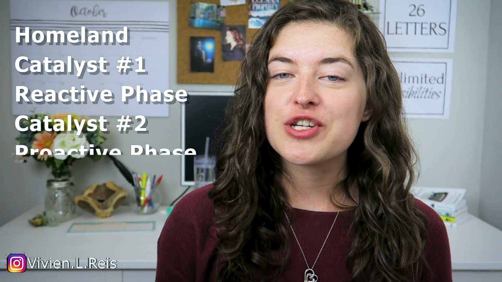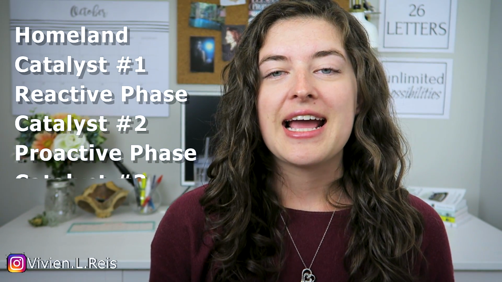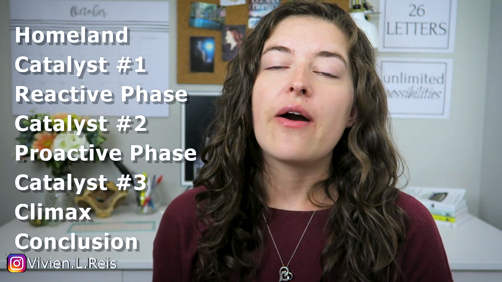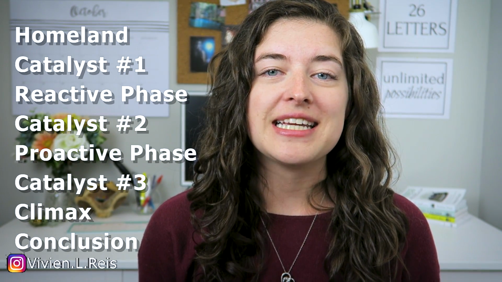All right, so here are the 8 key points. Let me scoot over so you guys can see it. Homeland, catalyst number 1, emotional/reactive phase. Catalyst number 2, take charge/proactive phase. Catalyst number 3, climax and conclusion. Repeat for however many point of view characters that you have, because each should have their own journey through the story. If they don't, you might need to reevaluate their importance in the story.